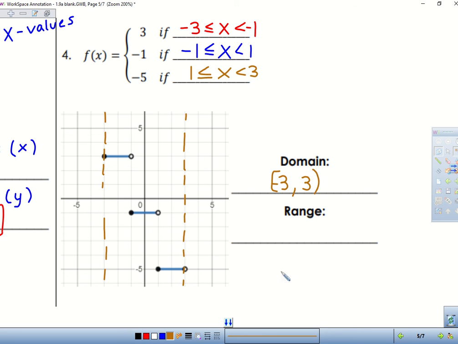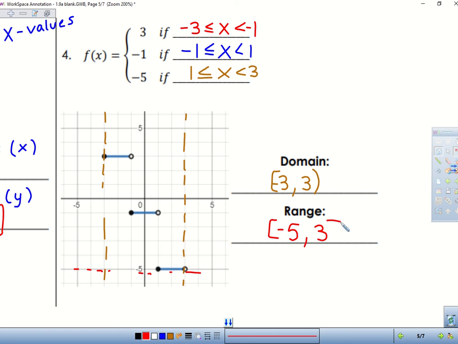Does it get harder? Not really. Not really. There's some that require a little more steps. Now for the range, what are the lowest and highest y values? 3 and -5. Good. So the range is going to be from -5 to 3.